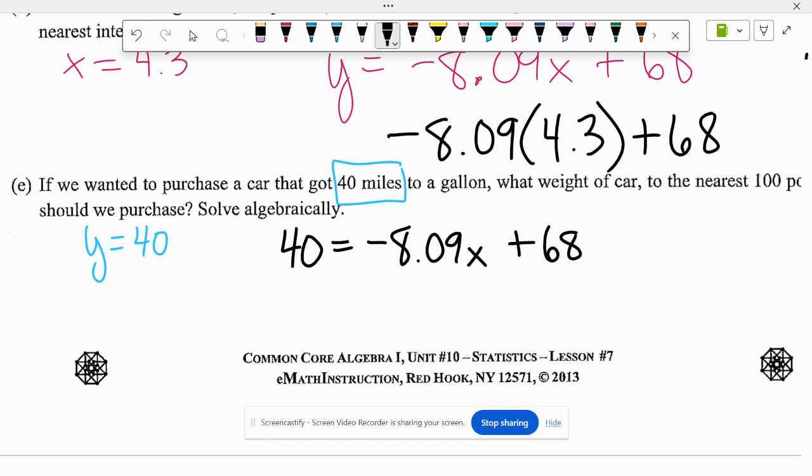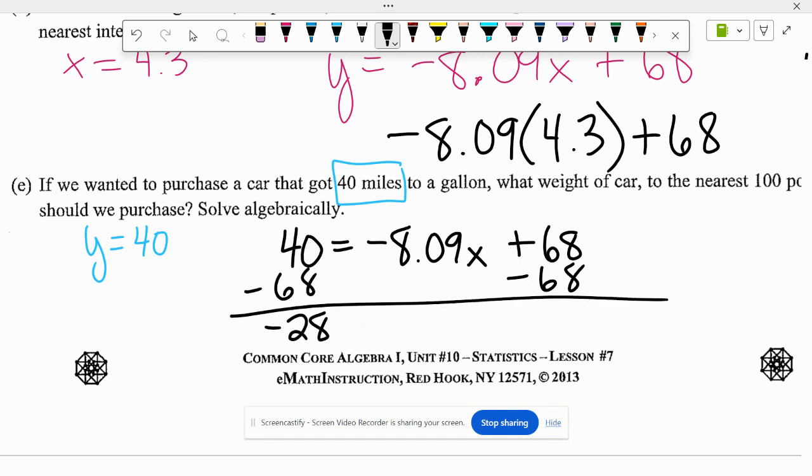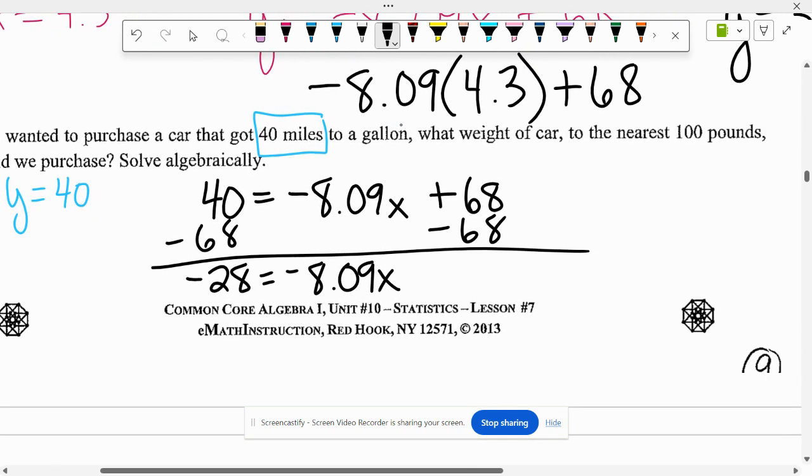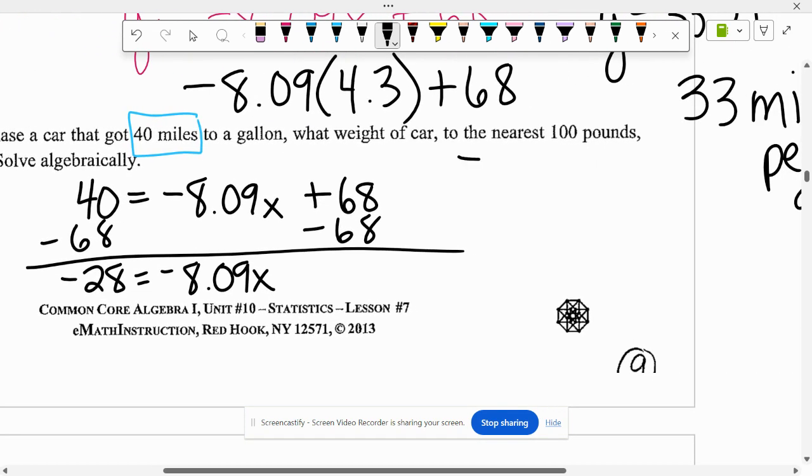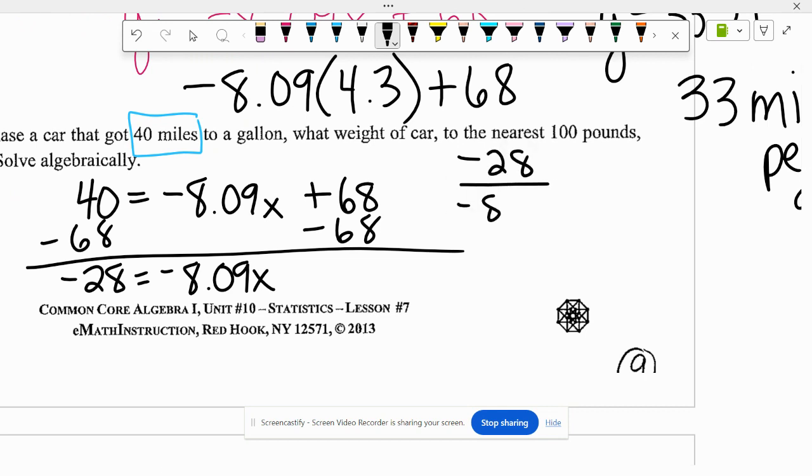We're going to subtract 68 first. Let's subtract 68 from both sides. So when I subtract 68, I get negative 28 equals negative 8.09x. Now what? Yeah, we divide both sides by negative 8.09. So 28 divided by negative 8.09 equals x. You don't get a negative because you have a negative divided by a negative.